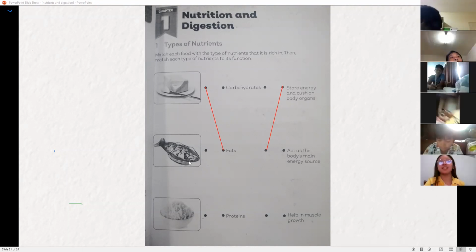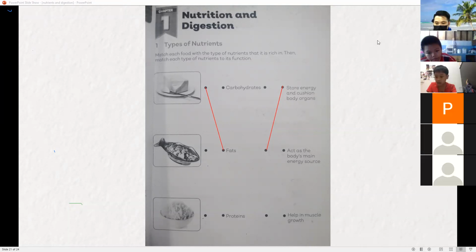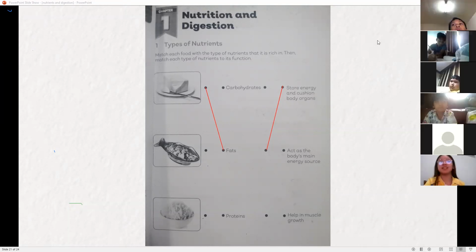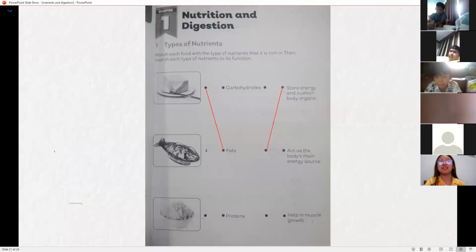Next, this one, fish. What is fish? Where does fish belong to? Protein. Okay. Fish belongs to protein. So here to here. Next, what is the meaning of proteins? Helps in muscle growth. Okay, helps in muscle growth.